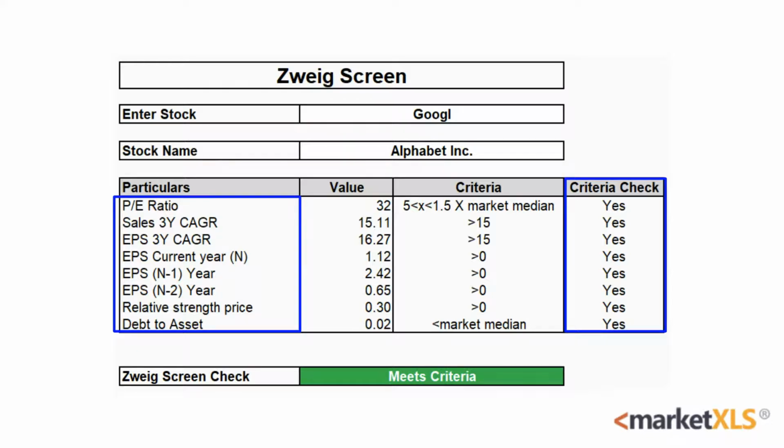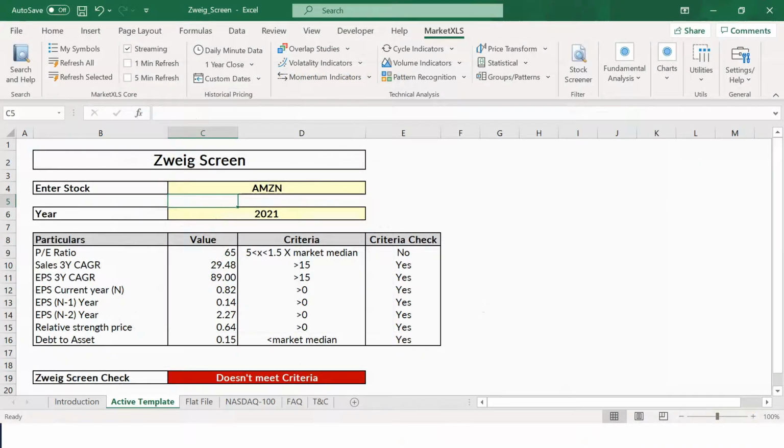For the purpose of this video, we'll be using Google as the stock, and we can see that Google fulfills all the parameters laid down by the screen. So as a result, the screen accepts the stock. MarketXLS has many templates just like the Zweig Screen one you see here, and it refreshes all the data when you change the stock ticker.